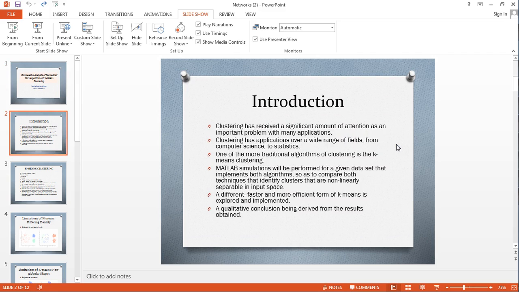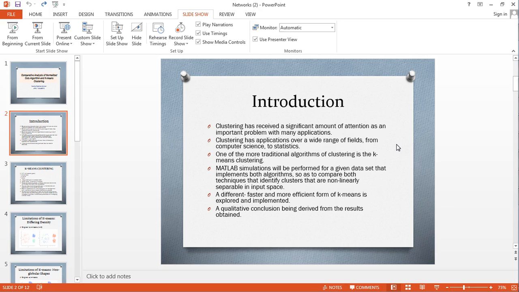We look at clustering and its application in today's world. It has a wide range of applications from computer science to statistics. One of the most traditional algorithms in clustering is k-means clustering, and the other form of clustering is spectral clustering. There are various types of spectral clustering, and one of the types is normalized cuts, or the Shi-Malik algorithm, which we see today.